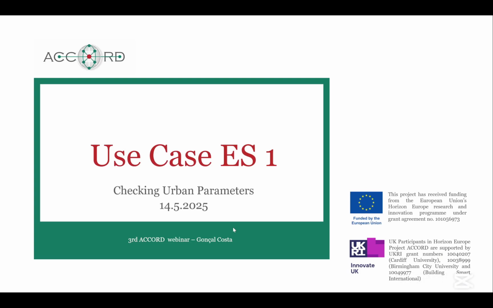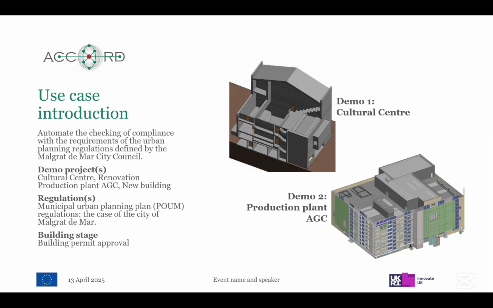This presentation introduces the service setup of the Accord project demonstration case dealing with the checking of urban parameters in Spain, considering the case of Malgrat de Mar City Hall. This case involves two demonstrations corresponding to the permitting process into ongoing construction projects, the renovation of a cultural center and a production plant expansion.